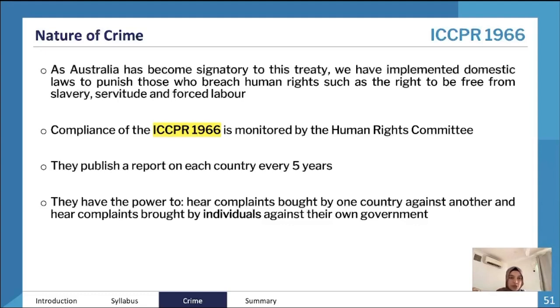This is again just to, I guess, induce public pressure. If certain countries are not meeting the required standards, people can pressurize them, but again, they will do what they want to do if they don't want to do it, and that's state sovereignty. So again, just something I want to emphasize as a huge area of ineffectiveness in international law. They have the power to hear complaints brought by one country against another and hear complaints brought by individuals against their own government.